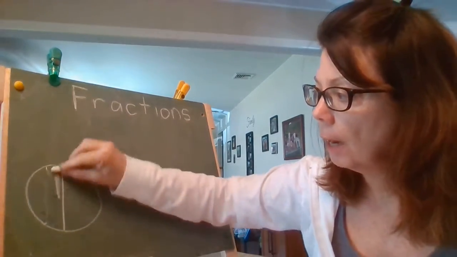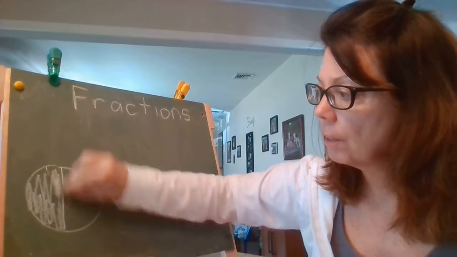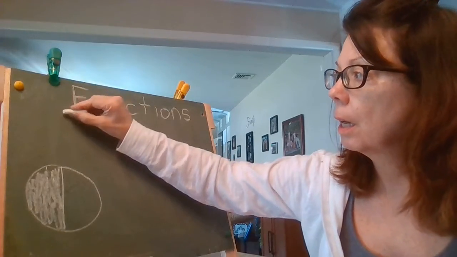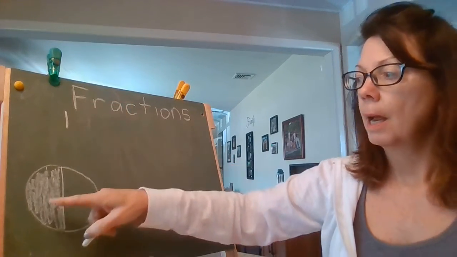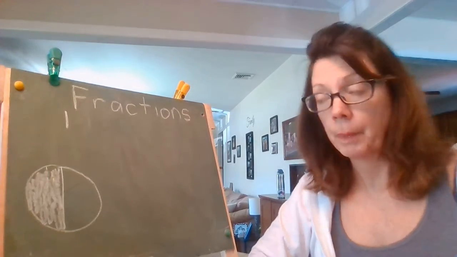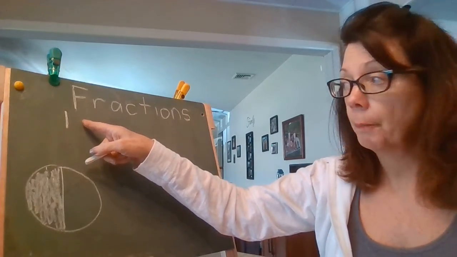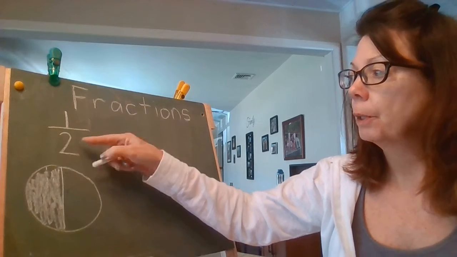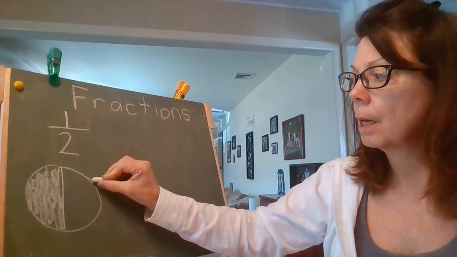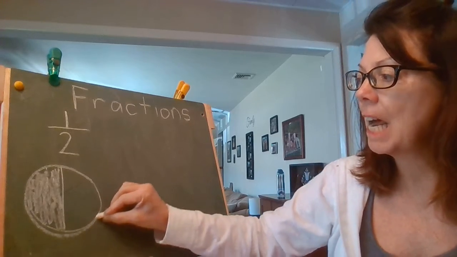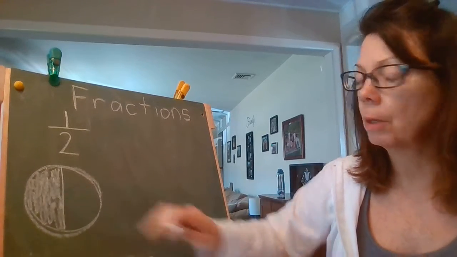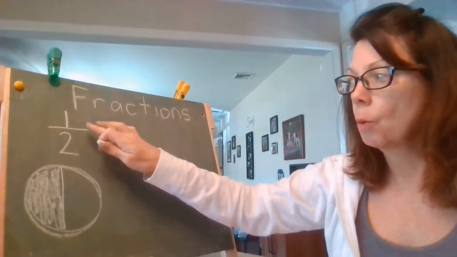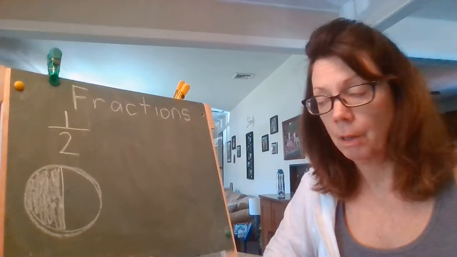So her half, the half that's colored in, represents how many parts? That's called the numerator, okay? And the part on the bottom, the number 2, represents the whole, the denominator. There are 2 parts, right? I've shaded in 1 part, so that's 1/2, all right?